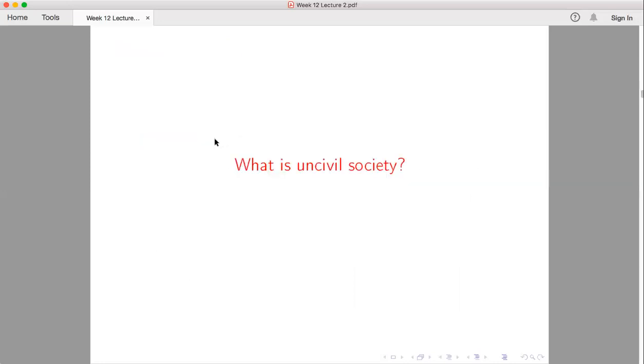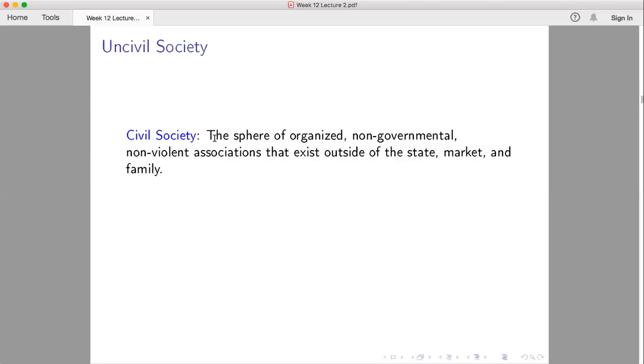So, to the first question, what is uncivil society? Well, remember that civil society was the sphere of organized non-governmental and non-violent associations that exist outside of the state, market, and the family. So, you'll recall that picture of the triangle that I had, where there's the state on top, the family, and the market on the bottom. And civil society is everything kind of inside of that that doesn't quite touch those three borders. So, we're talking about NGOs, PTA groups, unions, possibly business associations, but not the businesses themselves, etc.